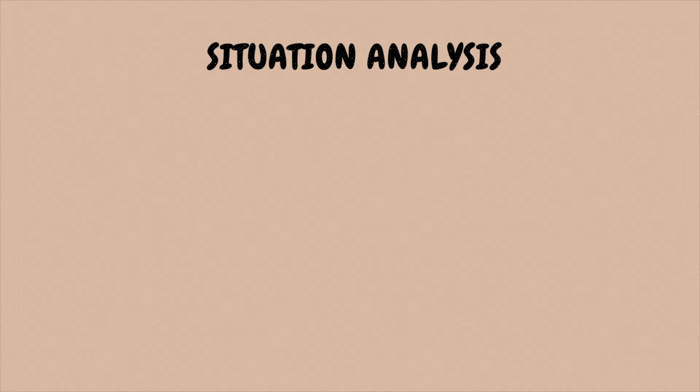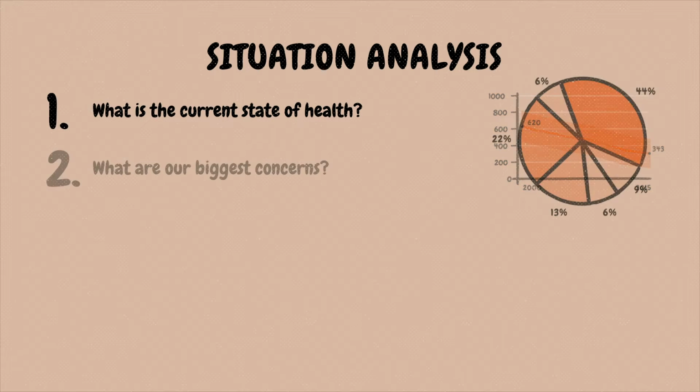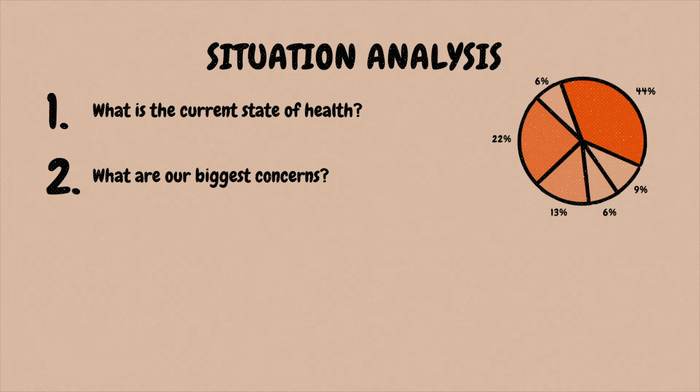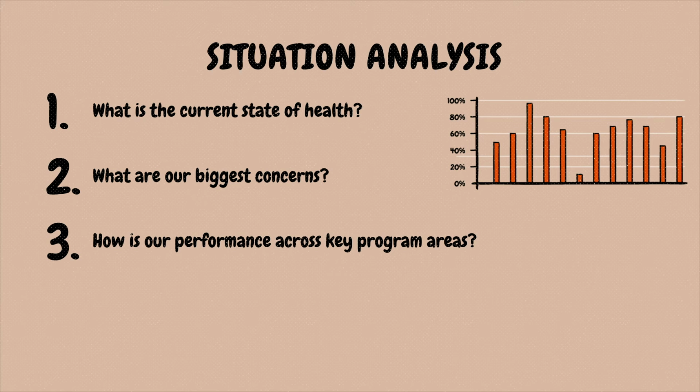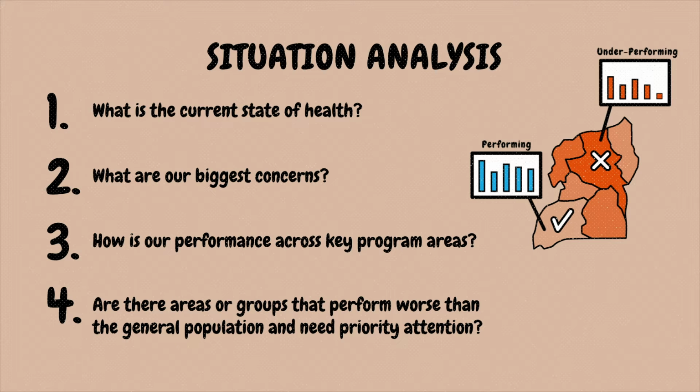When doing evidence-based planning, we start with a detailed situation analysis. We look at our data and ask, what is the current state of health? What are our biggest concerns? How is our performance across key program areas? And are there areas or groups that perform worse than the general population that need priority attention? This last question is the starting point for health equity analysis.